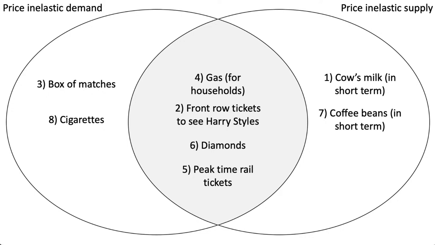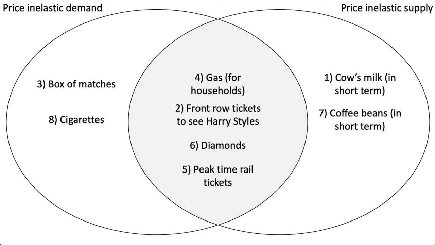Cigarettes, well, I think the majority of the ones I saw in the chat window there, you've probably been taught this by your teachers at school. This is a common example to put in the price inelastic demand option, given that we know that cigarettes are a habit forming good, so consumers will resist those price increases and they'll still buy cigarettes if they are addicted.